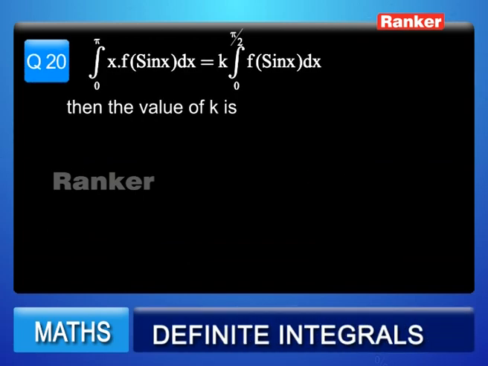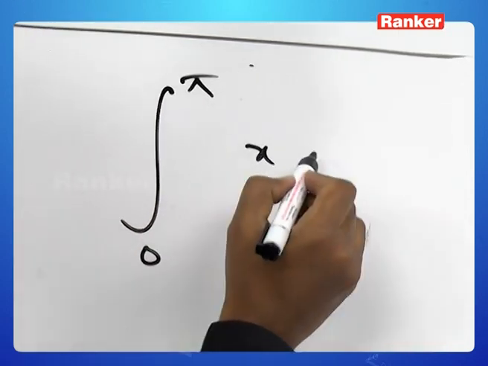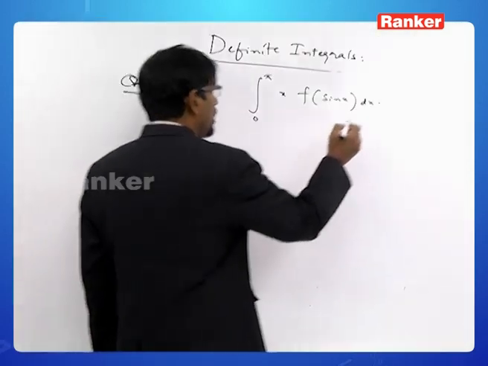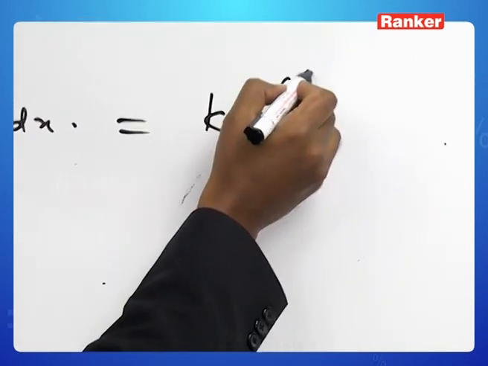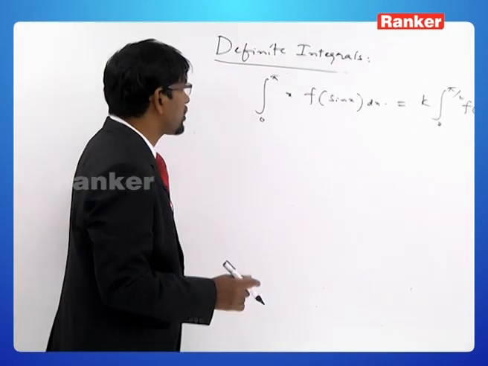Let's move on to the next question, question number 20. Integral 0 to pi of x into f of sin x dx is equal to k times the integral from 0 to pi by 2 of f of sin x dx. Then the k value is: first option pi by 2, second option pi, third option pi by 3, and fourth option is 0. We'll see how it can be done.